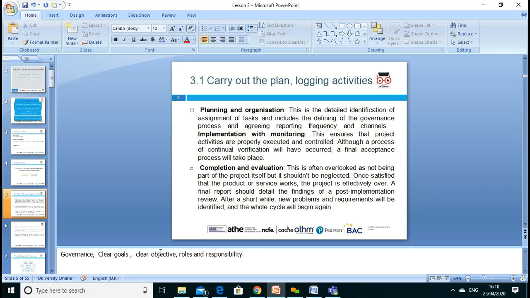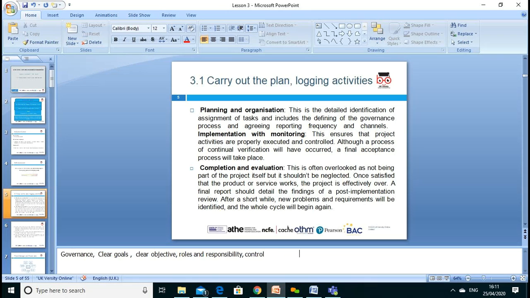Clear goals, clear objectives, clear roles. We can say roles and responsibilities: who is responsible, and a clear control system. All this we need to plan.